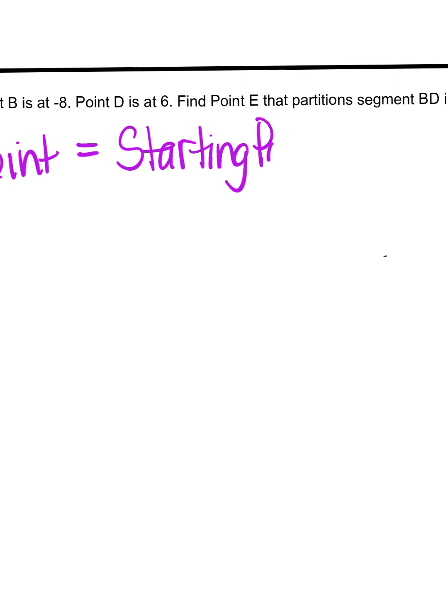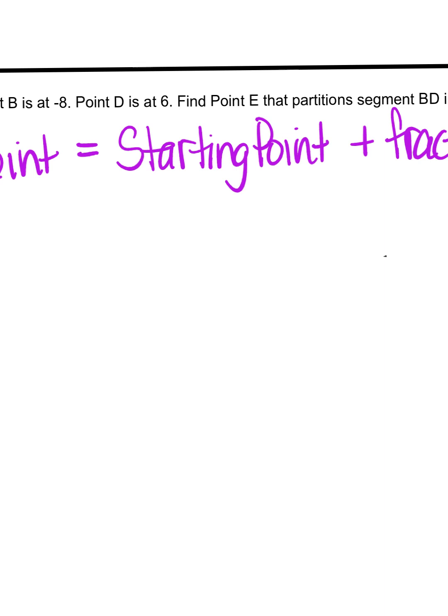So to find a point, you are going to take your starting point, you're going to add the fraction, and you're going to multiply by the distance. All right? Now, you're going to be given all of this information except the distance. You will have to find the distance.